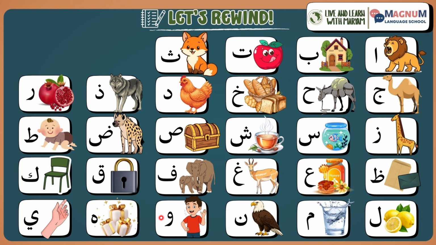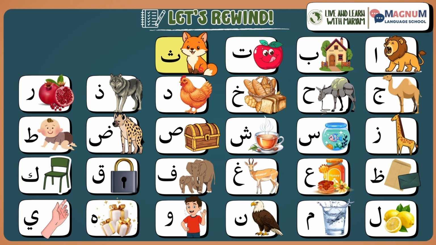Alright? Now we'll say one word with each of the letters. Okay? Alif for Asadun means lion. Ba for Baitun means home. Ta for Tufahatun means apple.